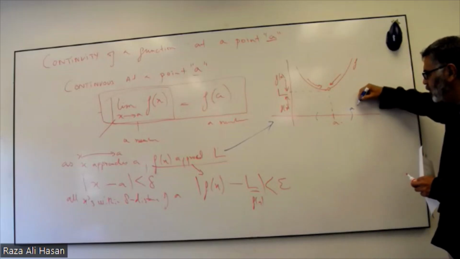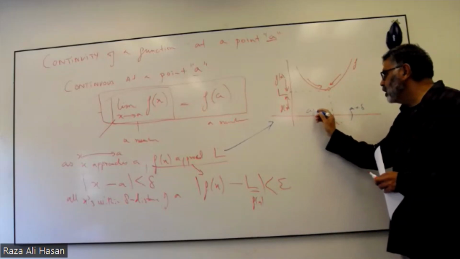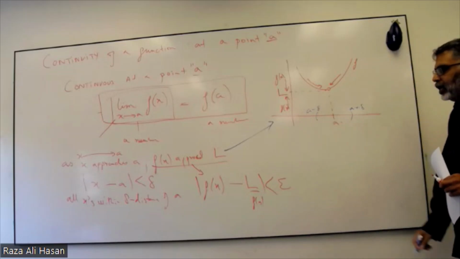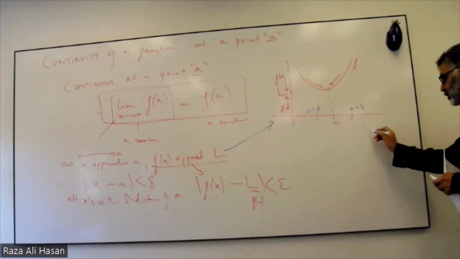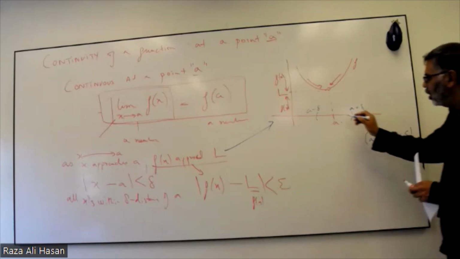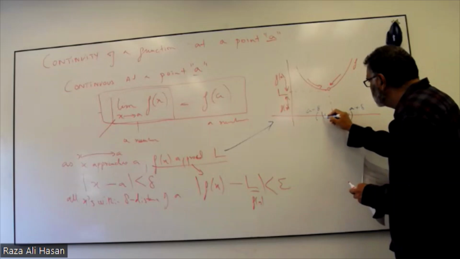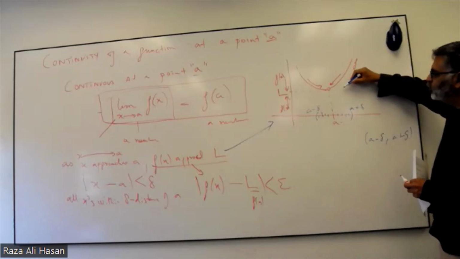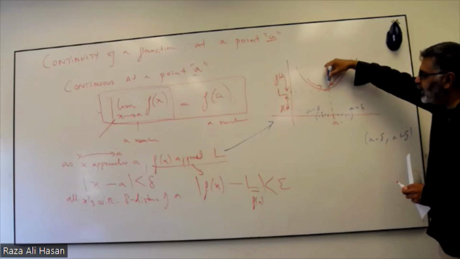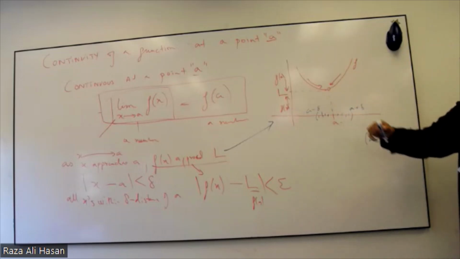and I'm going to put here plus delta, minus delta, here in this open interval. So this is this open interval. All the x's map to functional values near L. How do I show that? So this is the first step.